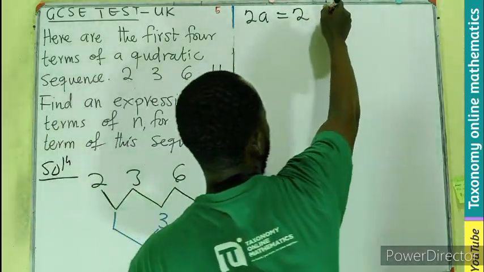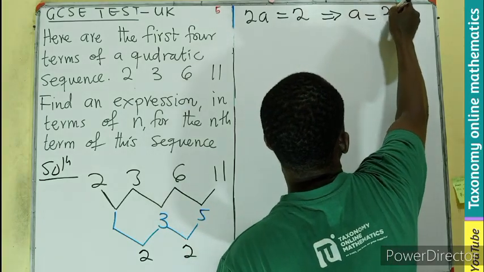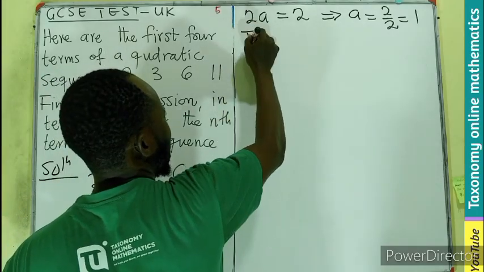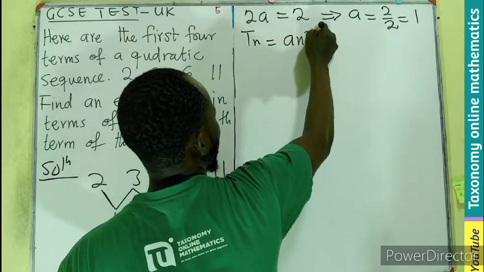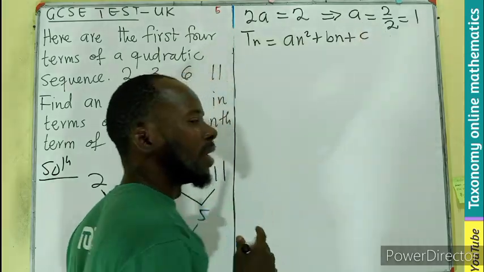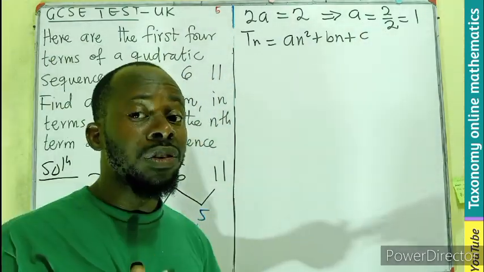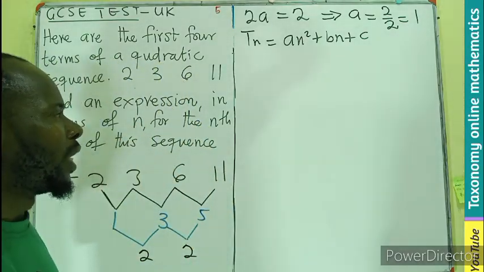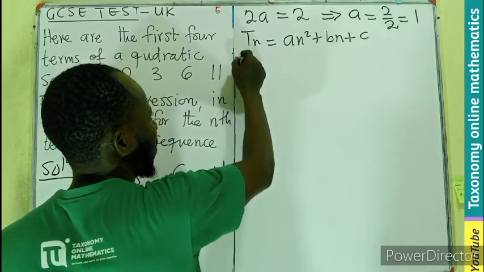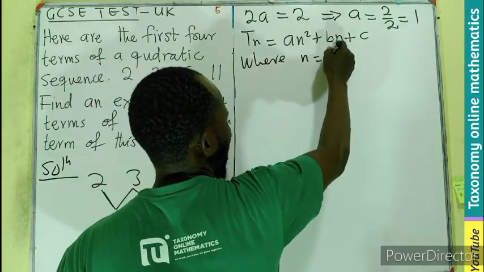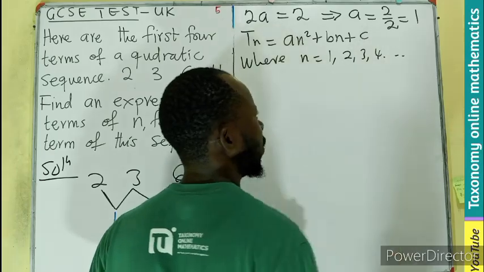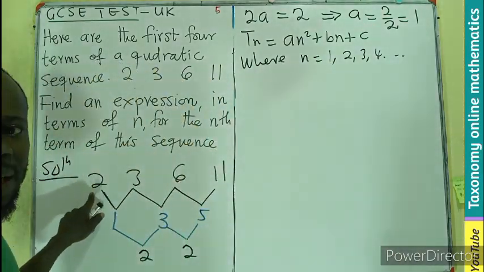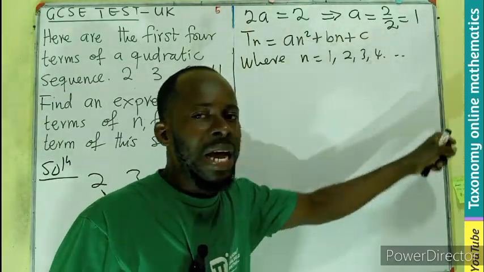So this simply means that our a will be 2 divided by 2, which equals 1. Then the nth term is given by an squared plus bn plus c, where a, b, and c are constants to be derived. Here n is just 1, 2, 3, 4, and so on. That's the number of the term. So n equals 1 means the first term.